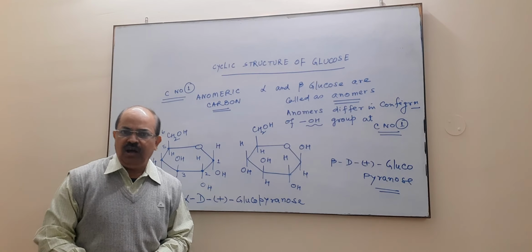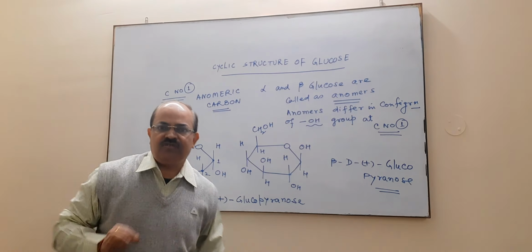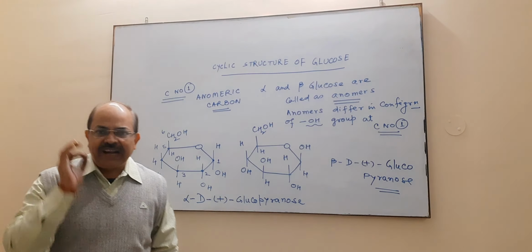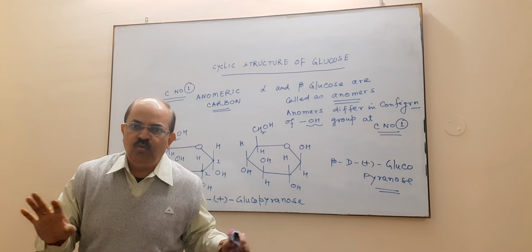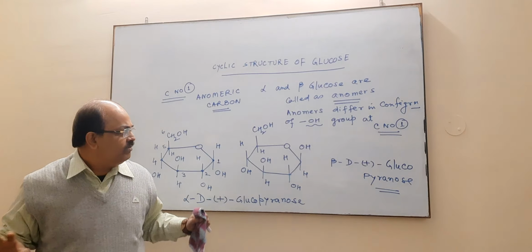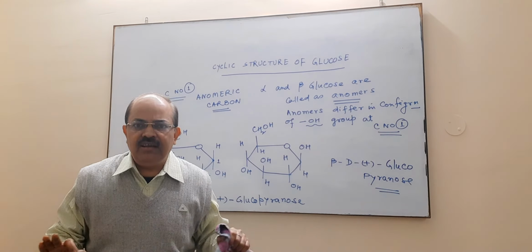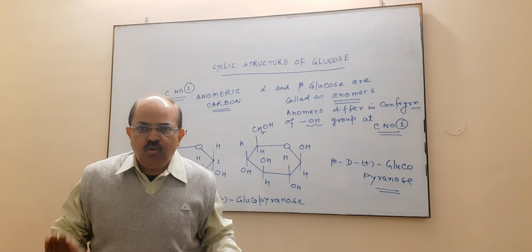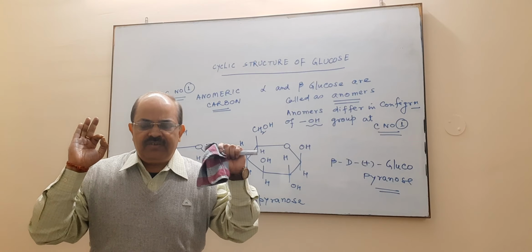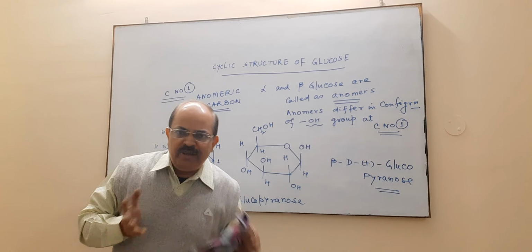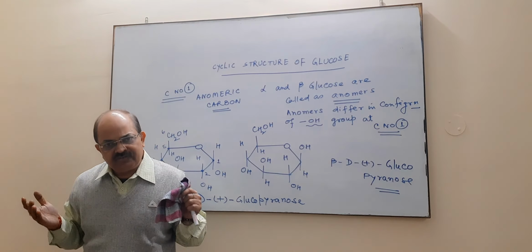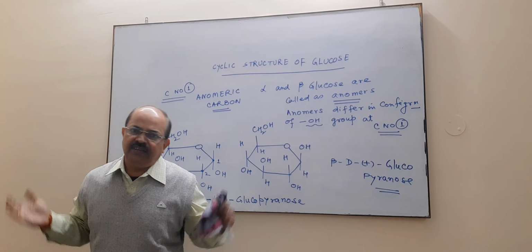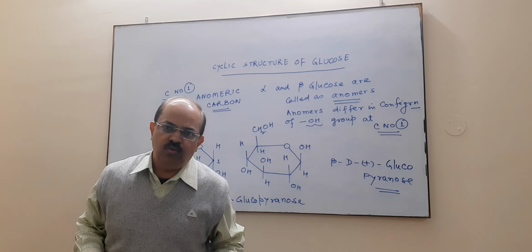So this is the cyclic structure or ring structure of glucose. So I hope everything is clear about glucose, that is, its structure, open chain or cyclic structure, and the reactions of glucose. Thank you.